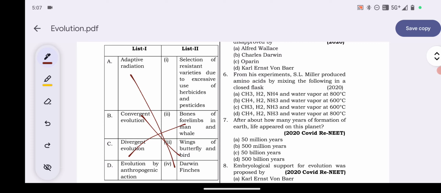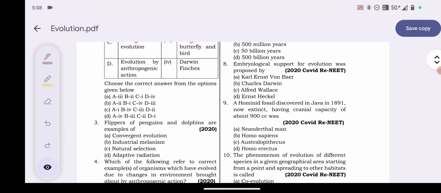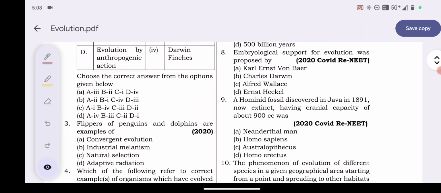And evolution by anthropogenic action is connected to option 1, selection of resistant varieties due to excessive use of herbicides and pesticides. So 4, 3, 2, 1, come to the options. 4, 3, 2, 1, option D is your answer. Okay. Next question, question number 3.